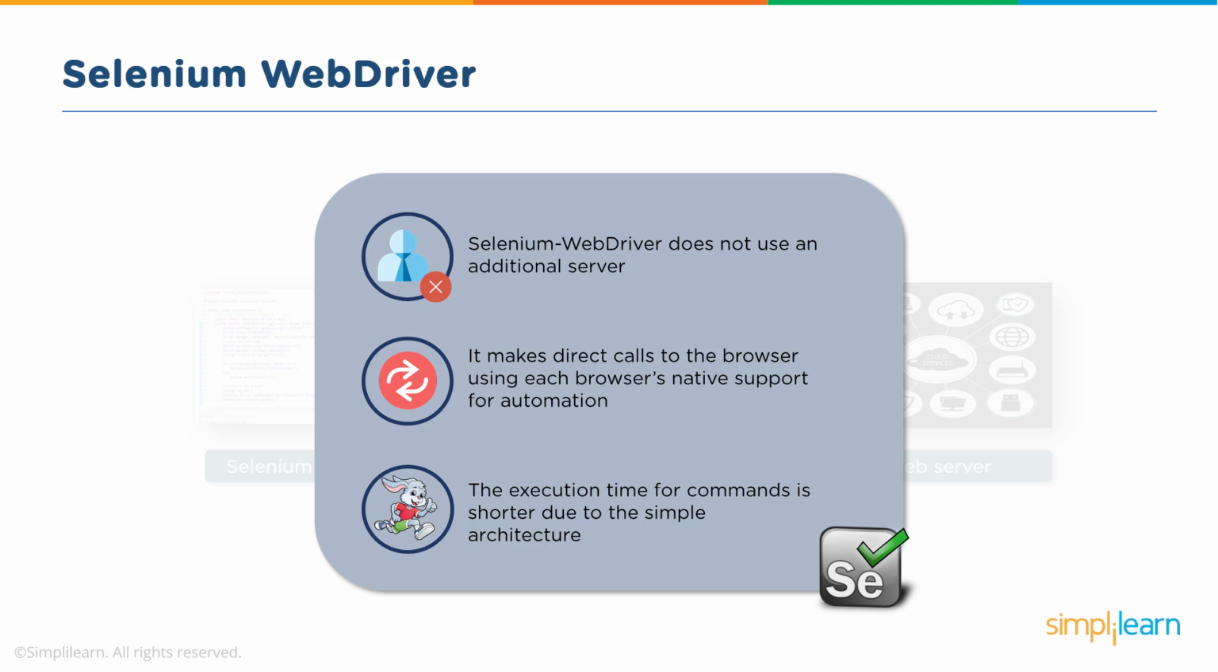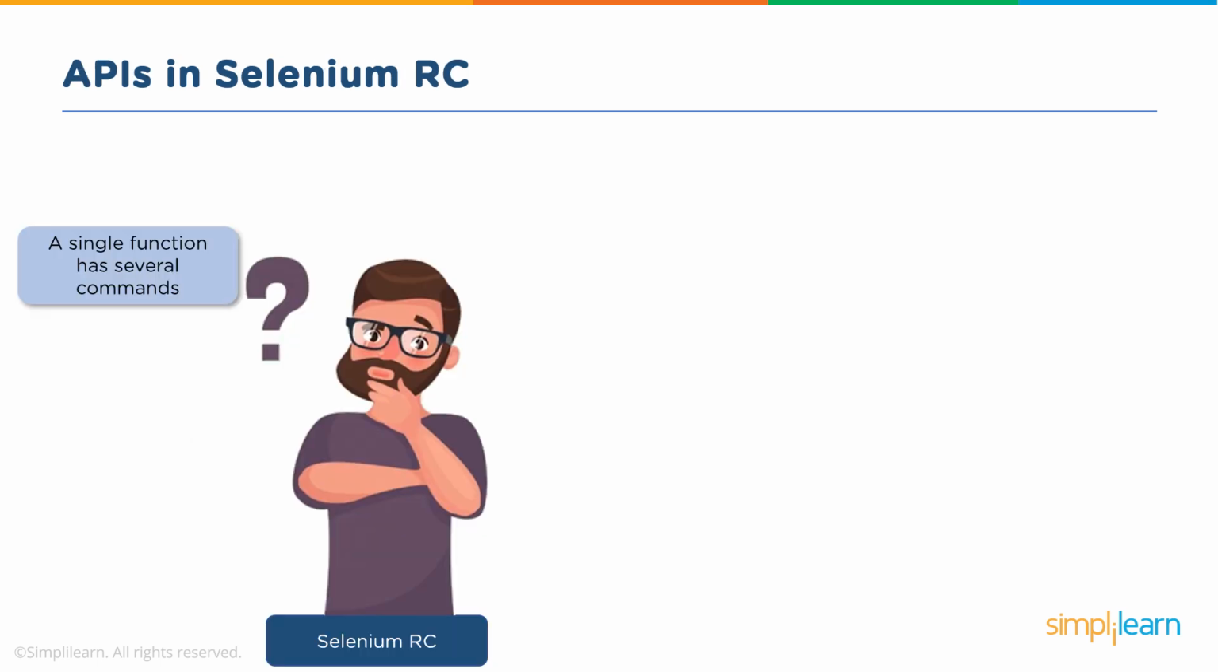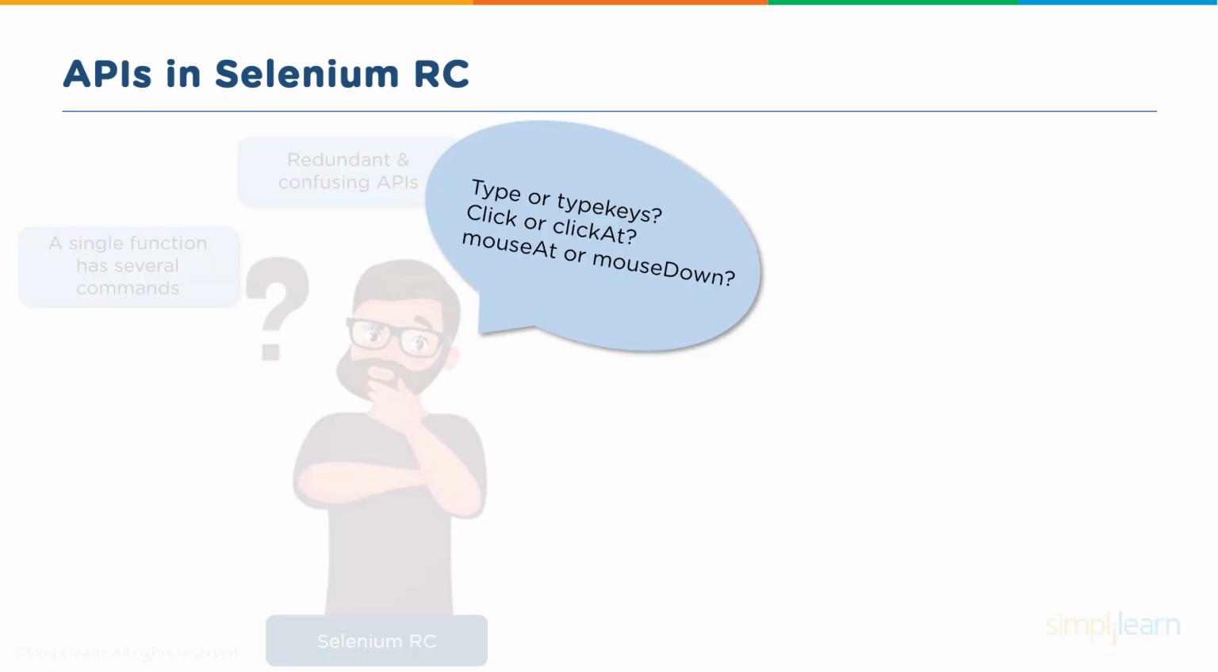Now, was that all because of the architecture? No, there were a few other shortcomings with RC. APIs in Selenium RC: a single function has several commands. Redundant and confusing APIs. RC is a less object-oriented API. Though there is a good set of APIs to work with, they are pretty redundant and confusing. For example, how and when to use a type key or a type command. Another example is the mouse commands. Click or to use click at, or when to use mouse at or mouse down. So this was getting pretty confusing for the developers.